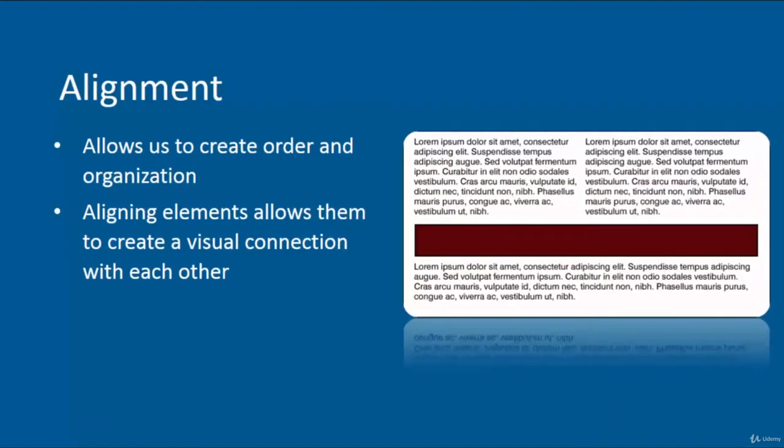Alignment, equally important, allows us to create order and organization on our site. For example, if you were to align elements, this would allow them to create a visual connection with each other. An example would be like dividers on your web page. You can have, let's say, boxes that divide and place these lines to create sections on a single page. And they must be aligned equally, right? So in other words, as the user scrolls down a page, notice everything stays the same.